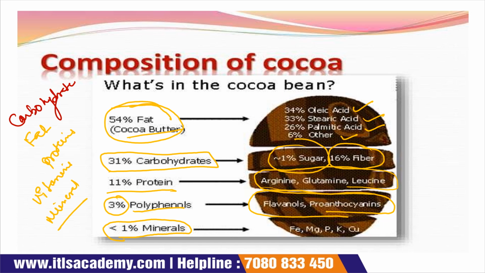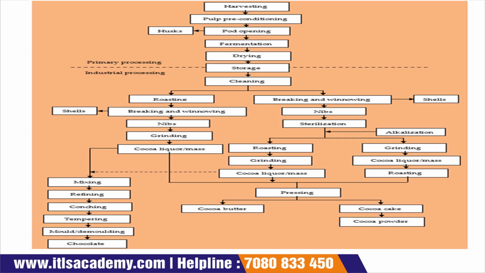If we talk about the minerals, then iron, magnesium, phosphorus, calcium, and copper are present in cocoa beans. So we can say that cocoa beans are a good source of fat because they contain around 54% of fat. Now come to the next slide.